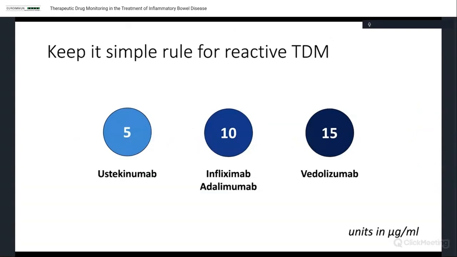But one nice way to keep it simple is we can follow this rule of 5s in general for reactive therapeutic drug monitoring in maintenance. And these units are all in micrograms per ml. But what we might be able to keep to memory is a target level of ustekinumab of 5, infliximab or adalimumab of 10, and vedolizumab of 15. And while this is a simplification of a large number of studies, this is a reasonable rule of thumb to follow.